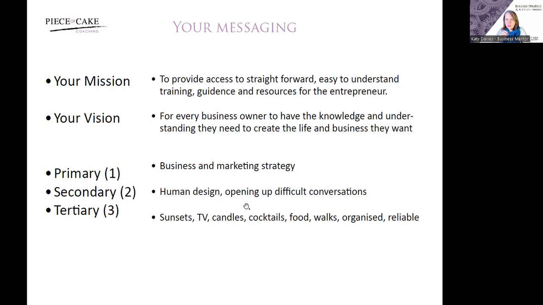Otherwise, especially if it's just a product business, if there's nothing else behind it, people will only identify with the price. So it's about adding those other layers so that price isn't the issue. It's that they want you. So whether that's a product or a service, they want you. They want to buy it from you.